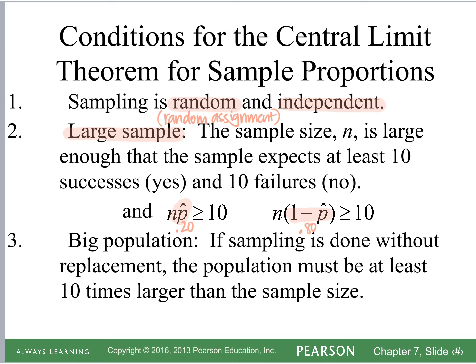And number 3, we want a big population. If sampling is done without replacement, the population must be at least 10 times larger than the sample size. For population, remember, oftentimes we don't actually know the amount in the population, like we don't know the actual amount of fish in the ocean, but we can make assumptions as to how many fish there are in the ocean to determine if it is 10 times larger than a sample size.